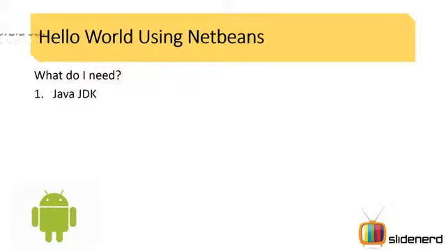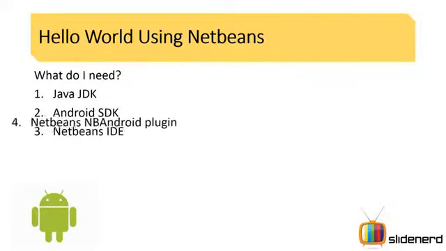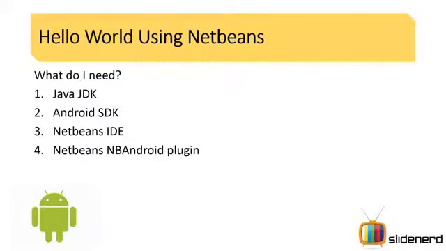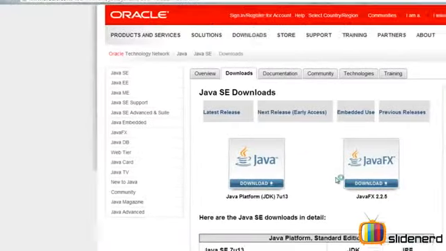We need four things. We need the Java JDK, the Android SDK, the NetBeans IDE, and this is the most important part: the NetBeans NB Android plugin. For those of you who are familiar with making apps on Eclipse or IntelliJ, I have to tell you this: NetBeans does not have inbuilt support for making Android apps. You have to do it through plugins. One such plugin is the NB Android plugin. So let's go ahead, download this stuff, and get this up and running, guys.